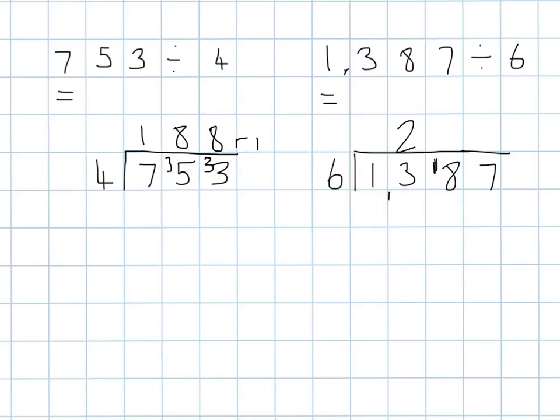Now I think of how many lots of 6 I can get from 18. 6, 12, 18. That's 3 lots exactly, so I don't need to carry anything onto the units column. How many lots of 6 can I get from 7? I can get 1 lot with a remainder of 1. So 753 divided by 4 is 188 with a remainder of 1. And 1,387 divided by 6 is 231 with a remainder of 1.